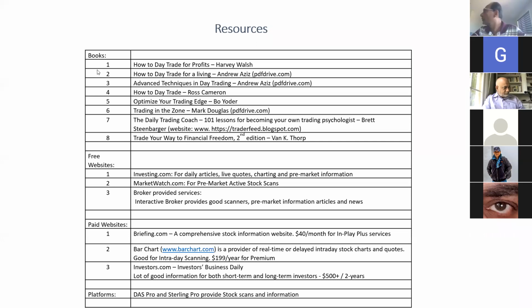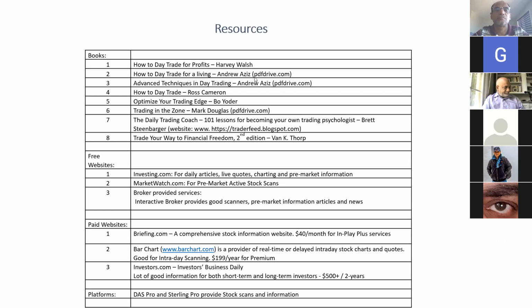So now you want to learn about psychology and other things. I recommend these books, especially the first three. This one is available from Amazon, How to Day Trade for Profit. The next two books are from Andrew Aziz, the same guy from Bear Bull Traders: How to Day Trade for a Living, and Advanced.